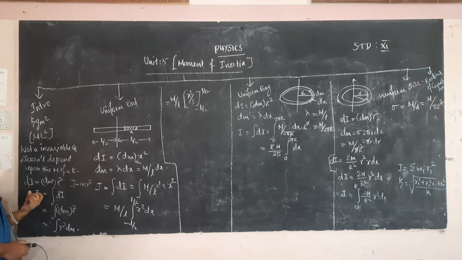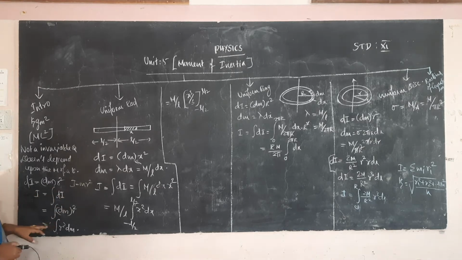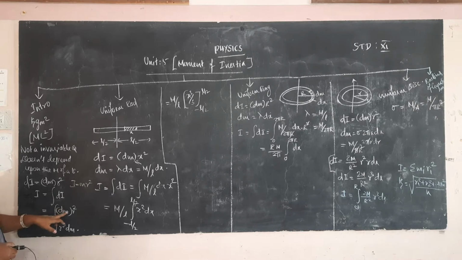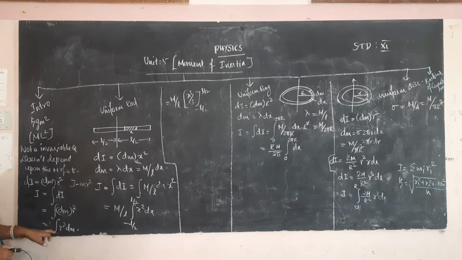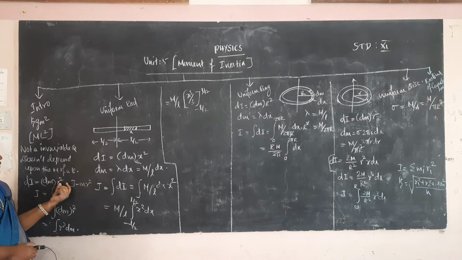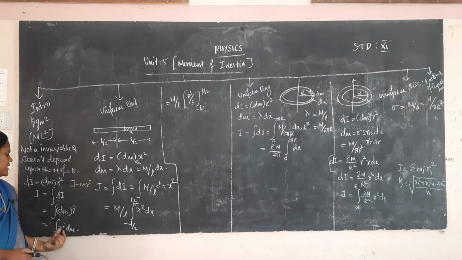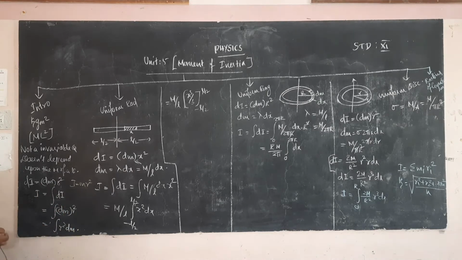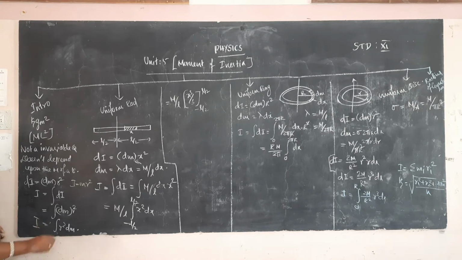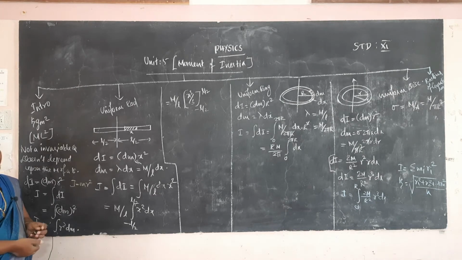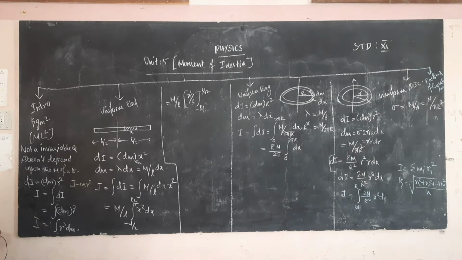We want to calculate I. So the moment of inertia I is equal to the integral of dI, which is equal to the integral of dm into r square. So dI is equal to dm into r square. This is the formula for moment of inertia: I is equal to the integral of r square into dm. Okay, clear? This is the formula for moment of inertia.